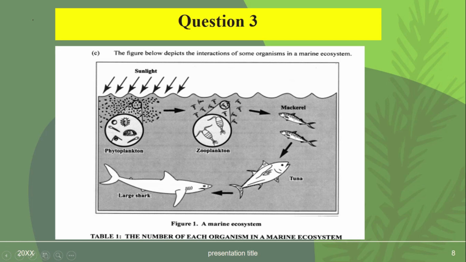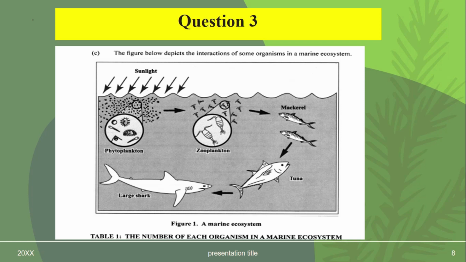All right, so there's a comparison. If the consumers' body mass is higher than the plant mass, which are the phytoplankton, then that is the reason why the pyramid is inverted.